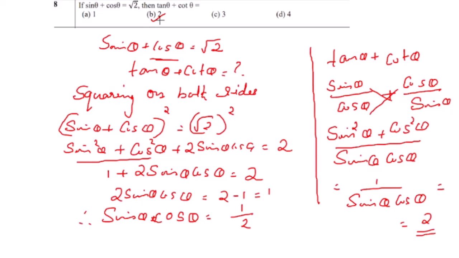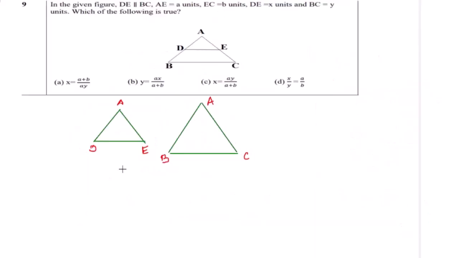Now we will see the next question. In this 9th question we are given DE is parallel to BC, and AE is equal to a units, EC is equal to b units. The length of DE is equal to x, and the length of BC is equal to y units. We are asked which of the following is true.